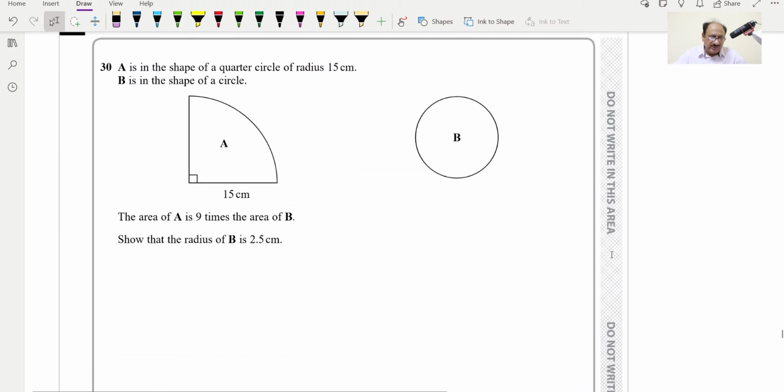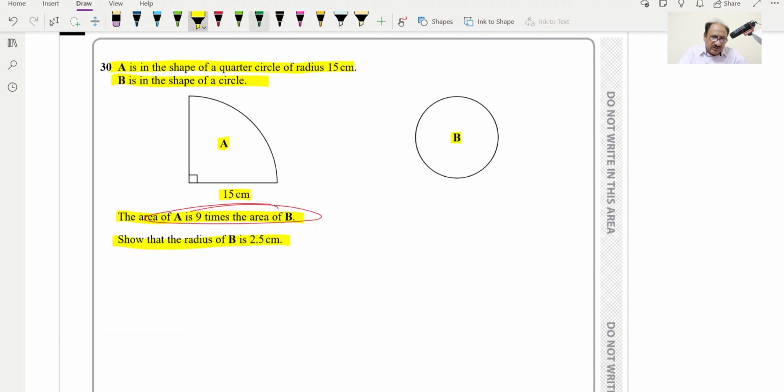Question 30 says A is the shape of a quarter circle of radius 15 centimeters. B is the shape of a circle. B is a circle, A is a quarter circle, and the radius is 15 centimeters for this quarter circle. The area of A is 9 times the area of B. This is important information which we will be utilizing, and show that the radius of B is 2.5.